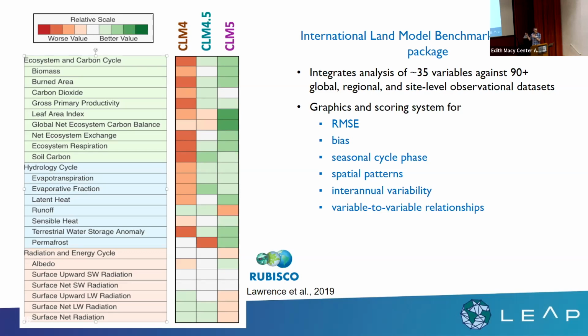And now we have these huge arrays of data sets. And a project that I've been involved in, sponsored by DOE, has put together a metrics package that involves 35 variables, 90 plus global, regional, and site level data sets, which we can then evaluate, just like that. And it takes about 2 hours for the package to run. So the change has really been episodic, and that's where LEAP is riding this wave of new observations. So here's just an example showing CLM4, 4.5, and 5, and red just indicates the model performance is worse for this range of different metrics.